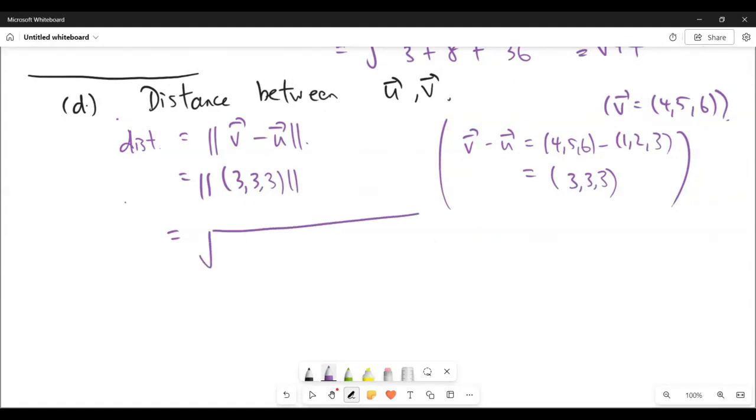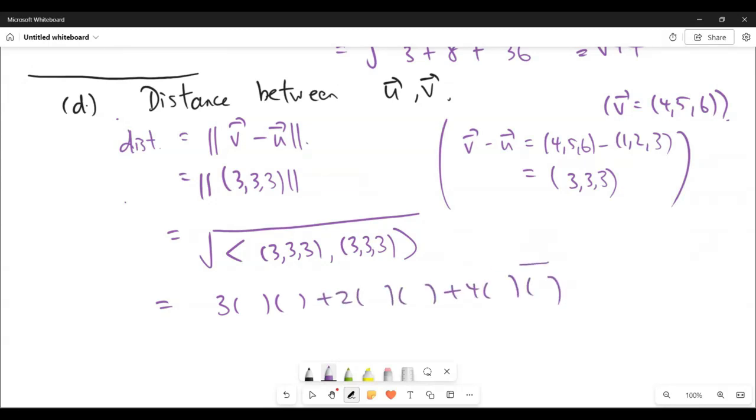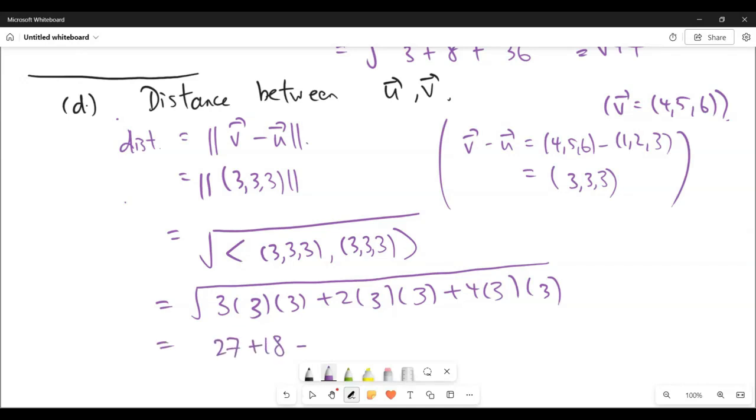So by definition, it is the square root of the inner product of the vector 3, 3, 3 with itself. Please recall that our definition of inner product is like this in this case. Essentially that's the first vector, that's the second vector. You can take a look at this calculation. If you do it properly, the answer in this case is the square root of 81, which is just 9. So the distance between the two vectors u and v is 9.